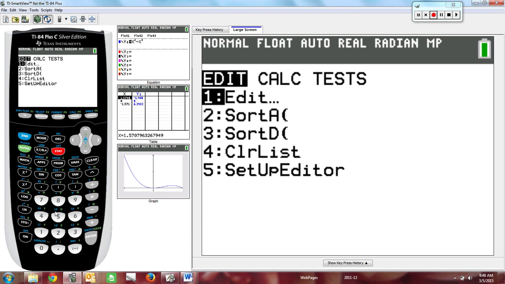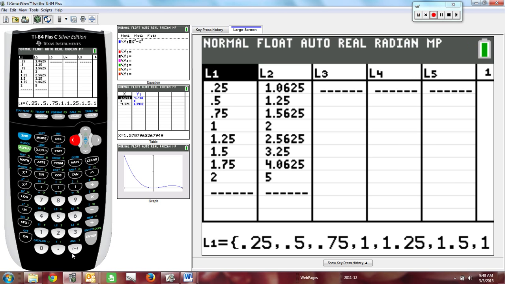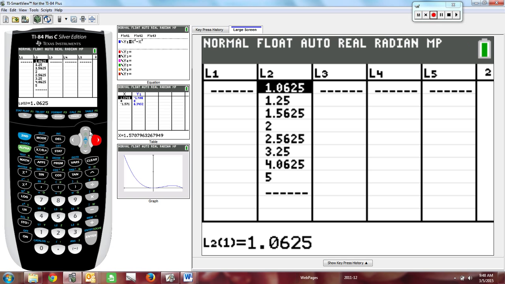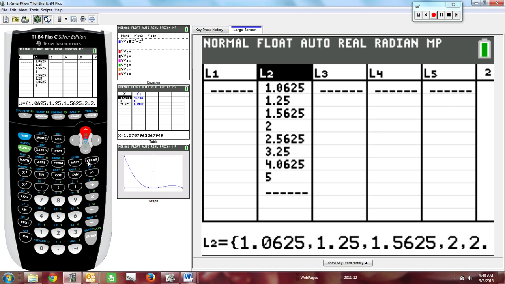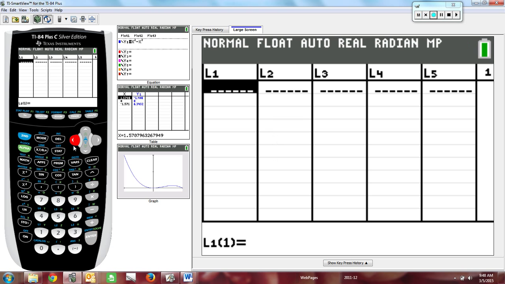For those of you that may not have that sum, I can edit the list. Just in case you didn't know, you can clear out your list by simply highlighting L1 and hitting clear. You can highlight your L2 and hit clear, because I'm going to need both of my lists. And so what I'm basically going to do is think, well, what do I need? I need to go 1 to 4.